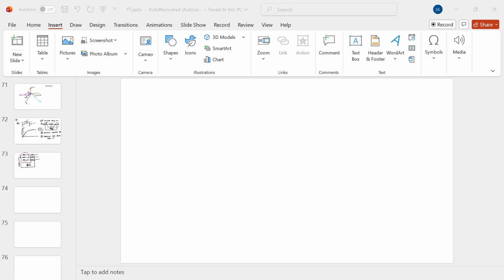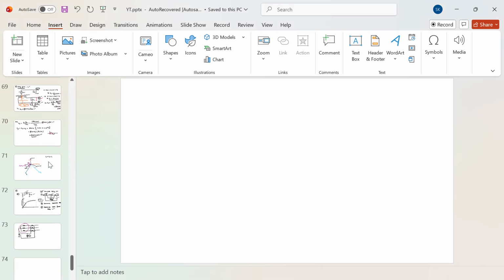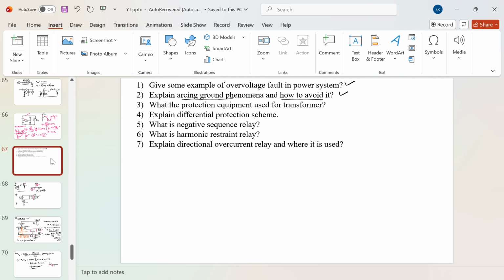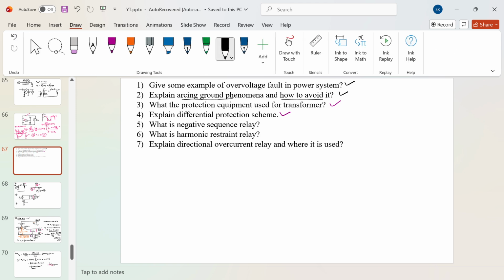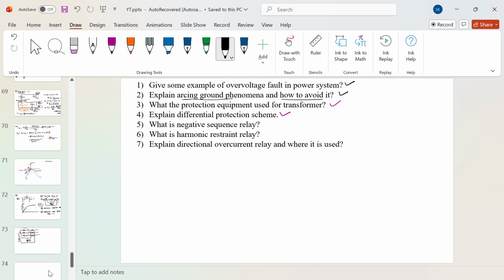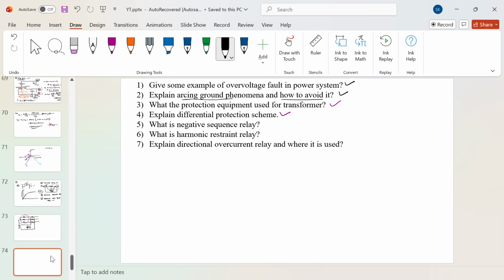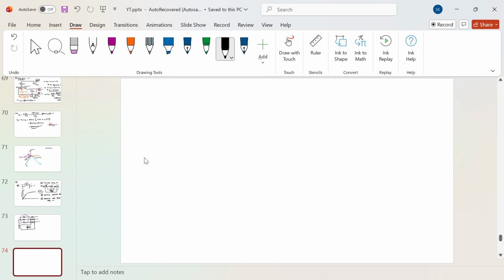Hello everyone. So we will proceed further. In the previous video I discussed the protection equipments used in the transformer. Now in this video I am going to discuss the differential protection scheme and where we basically use differential protection schemes. In the previous video I also mentioned the differential protection schemes.